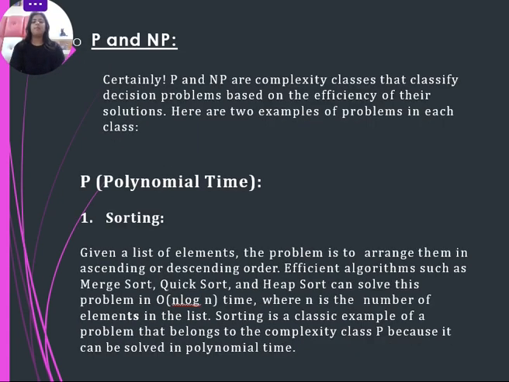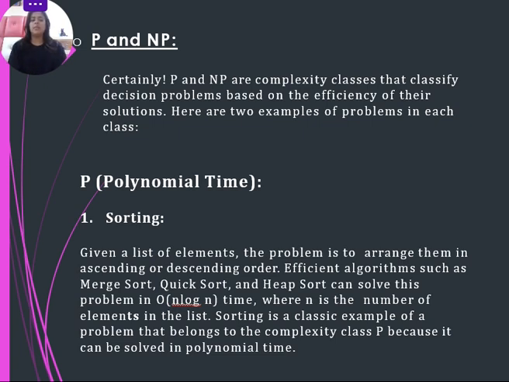The next one is the P and NP problem. P and NP are complexity classes that classify decision problems based on the efficiency of their solution. Here are two examples of problems in each class.